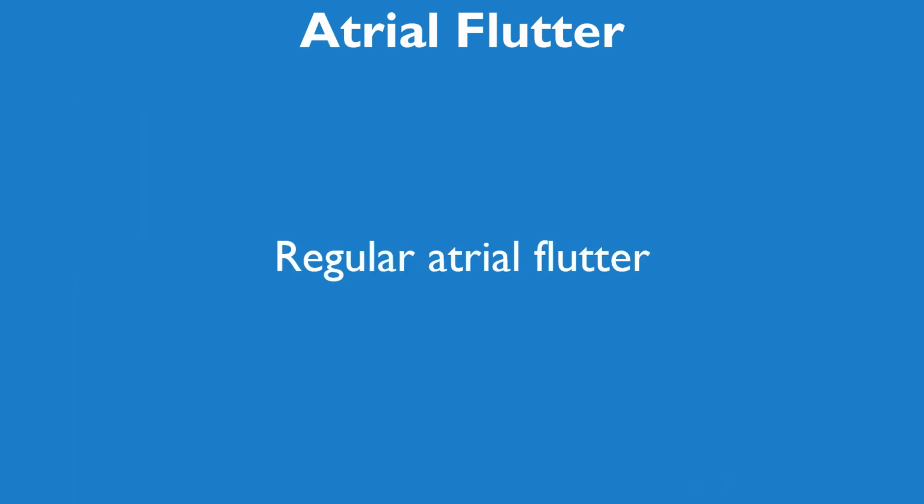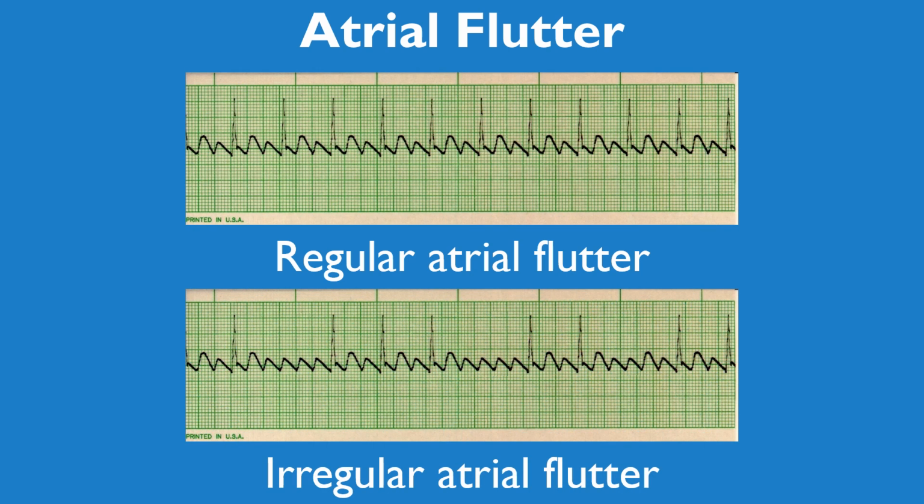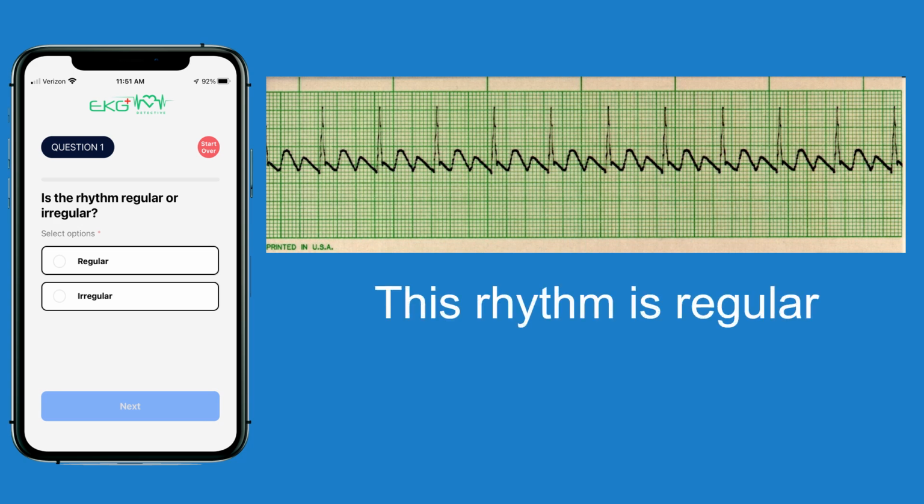Atrial flutters can either come in a regular rhythm or they can actually present with an irregular rhythm. For this specific video, we are going to be looking at atrial flutters that are regular. And going to our app, when we first open up the app, it's going to ask us whether or not the rhythm is regular or irregular. And as I mentioned, for illustration's sake, we are going to be using a regular rhythm. So we will select regular for this rhythm, and then we will hit next within the app.